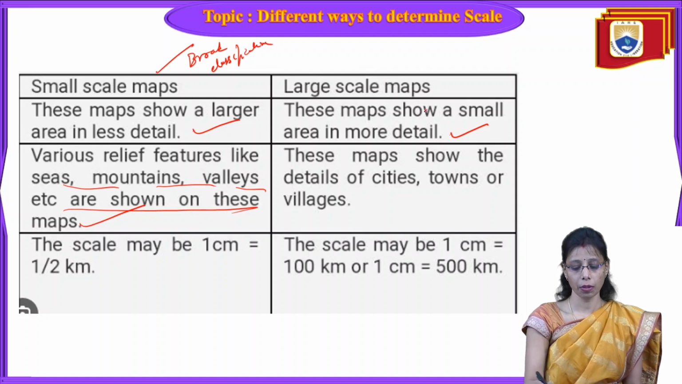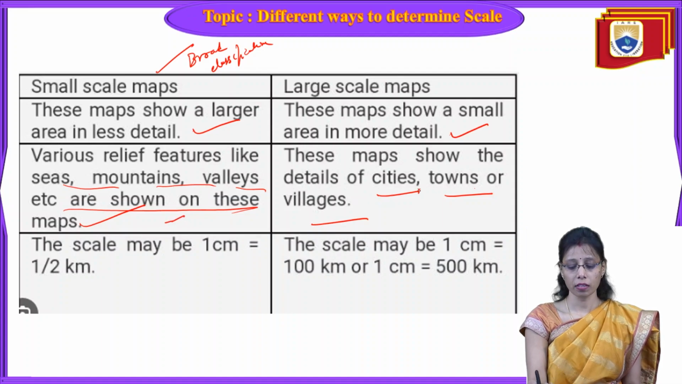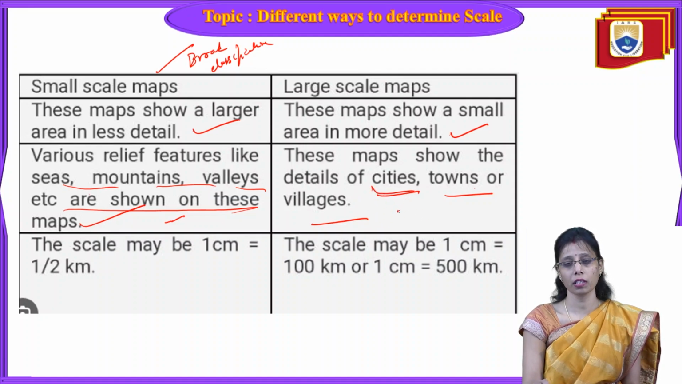Whereas in the large scale map, you can see these maps show details of cities, towns, villages. Whereas in this small scale, you can see mountains, valleys, sea, major things we can identify. Whereas in this large scale map, we can identify small things like cities. Inside the cities, you may have the building information, or any other object information you can easily identify.